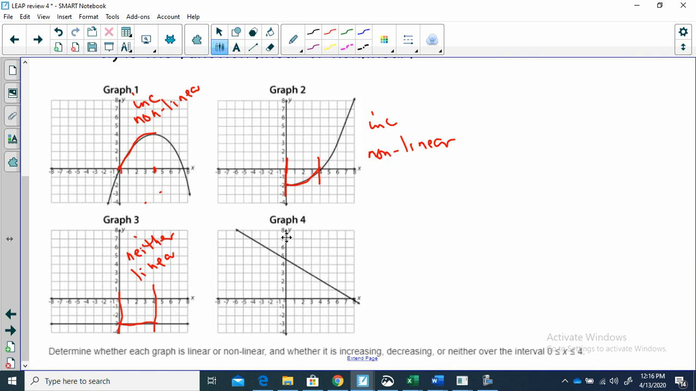And on this one, see here on our x-axis, x is 0 and x is 4. Between this section right here, what we've got is it's decreasing. It's going down, and it is linear. It forms a line.